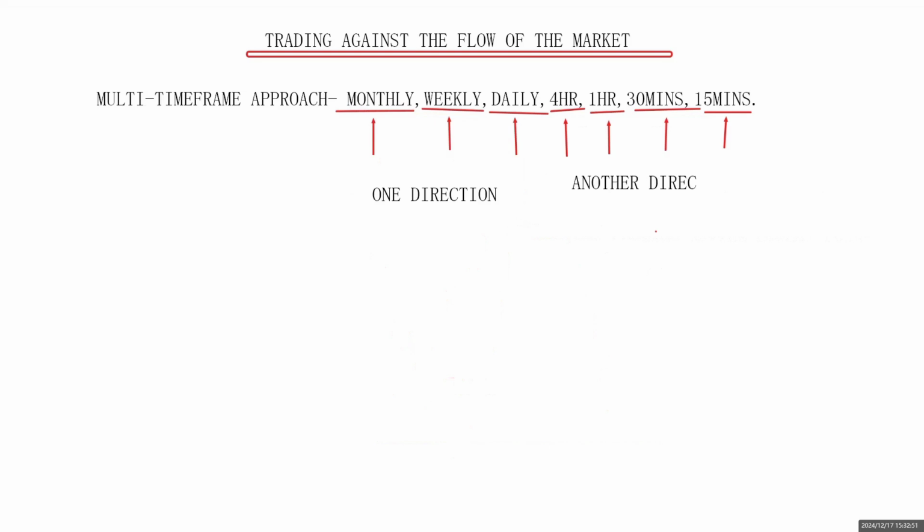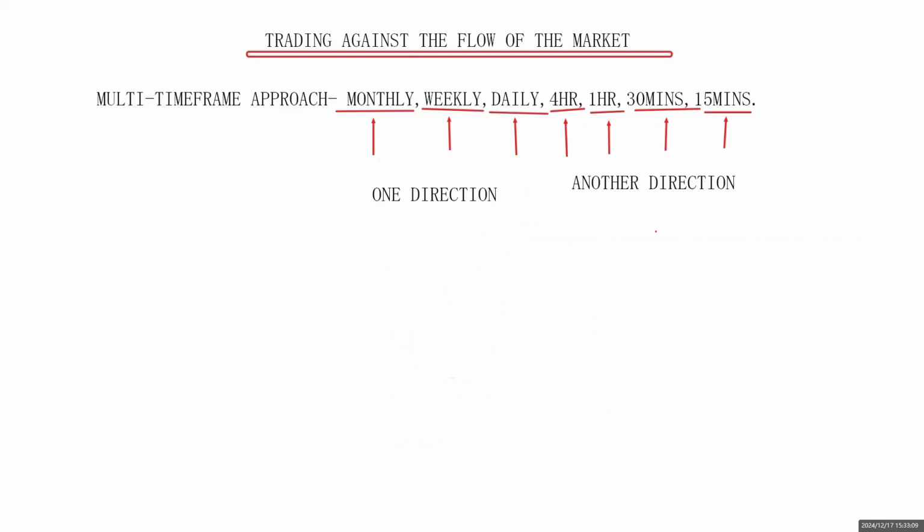Okay, and it could also be a situation where the monthly, weekly, daily, and the 4 hours are giving you one direction, while the 1 hour, 30 minutes, and 15 minutes are giving you another direction. Okay, so that is how it is. It's not robotic.